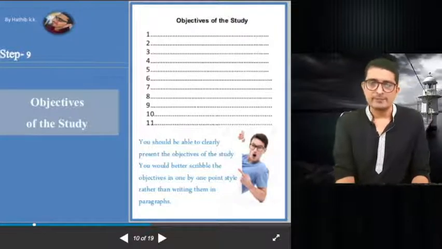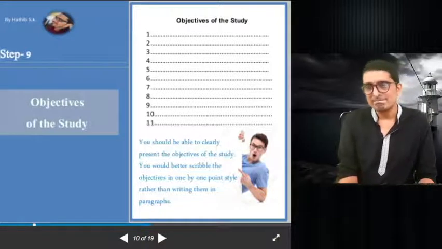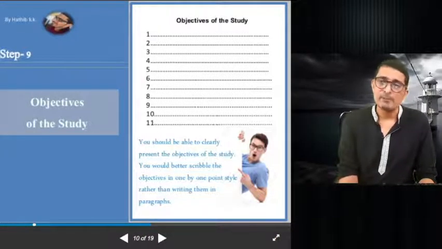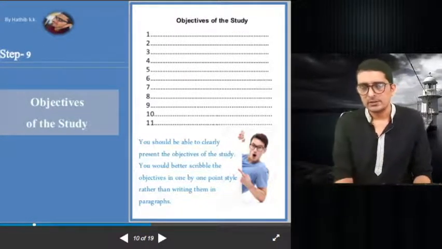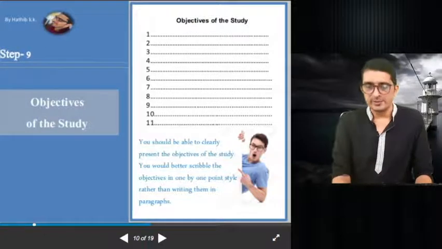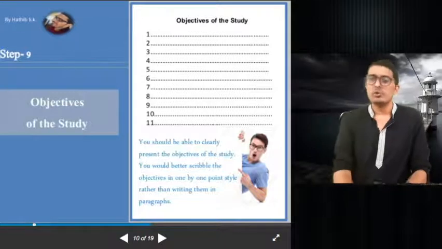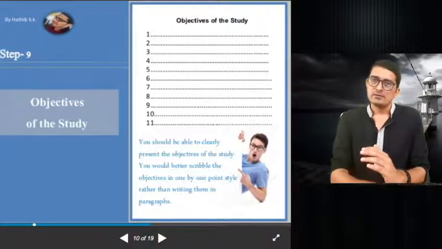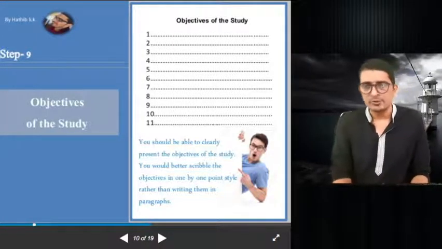Then objectives of the study. You should be able to clearly present the objectives of the study. Without objectives, you cannot conduct a study in a systematic manner. You are going to find out something. You are going to find out the effectiveness of a new strategy. So for conducting any sort of research or for conducting any sort of project, you should mention the objectives of the study.